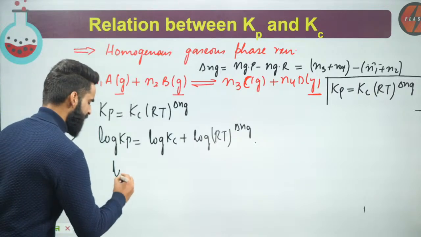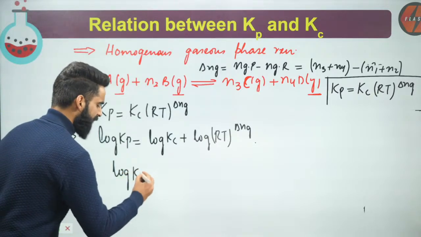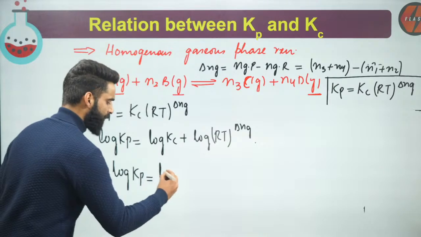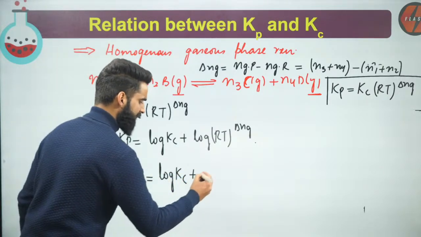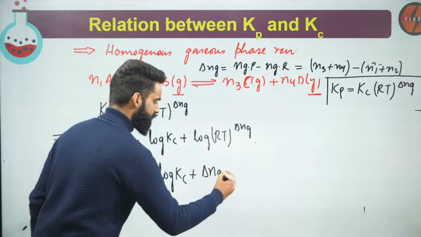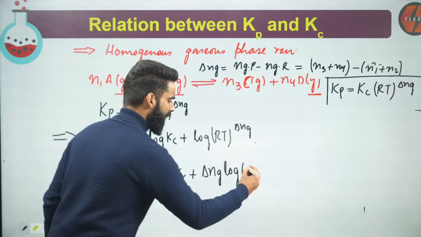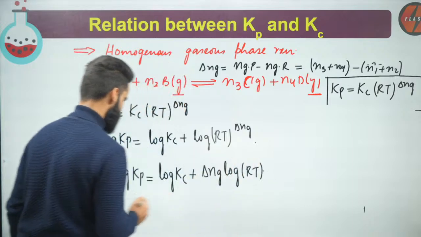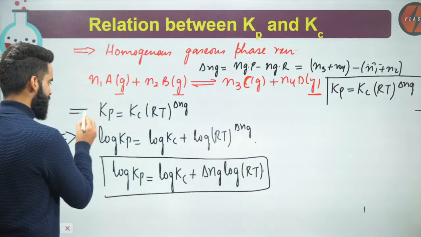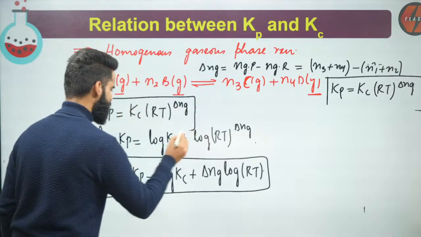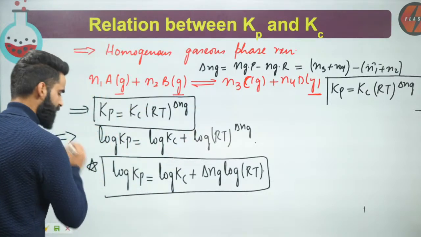Alright guys, so I will get the final result in the form of log. It's going to be log of Kp is equal to log of Kc plus delta Ng multiplied by log of RT. This is what I got right here. This is the logarithmic form of this Kp-Kc relation, correct? This is the actual relation and this is its logarithmic form.